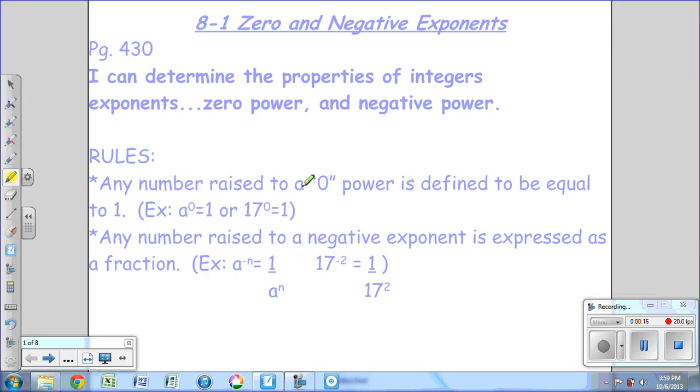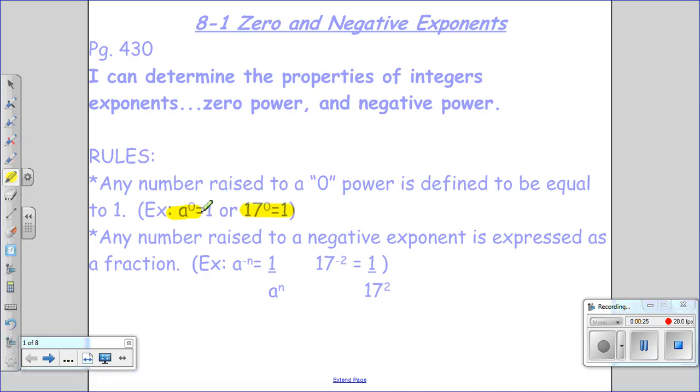Any number raised to a power of 0 is defined to be equal to 1. So 17 to the 0 power is 1, or a to the 0 power is 1. So anything to the 0 power is just equal to 1.